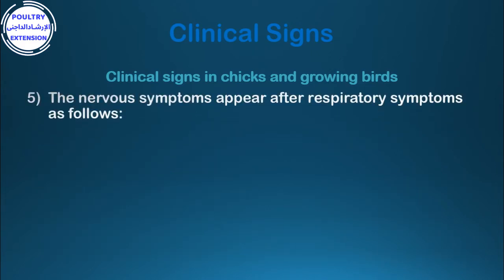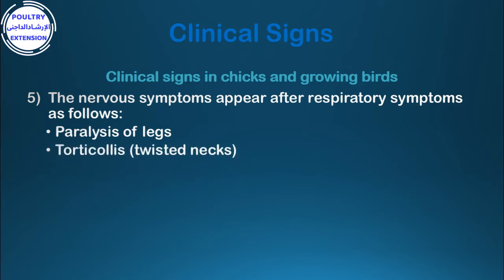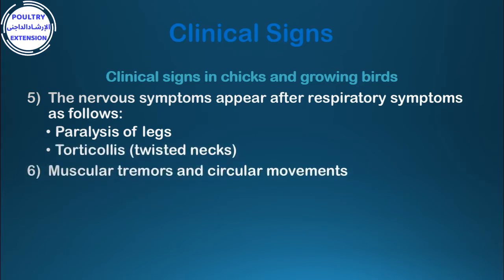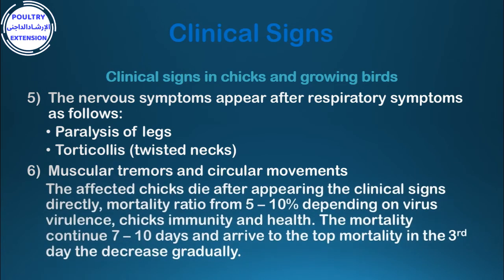5. The nervous symptoms appear after respiratory symptoms as follows: paralysis of legs, torticollis, twisted necks, muscular tremors and circular movements. The affected chicks die directly after the clinical signs appear. Mortality ratio is from 5 to 10%, depending on virus virulence, chicks' immunity, and health. The mortality continues 7 to 10 days and reaches its peak on the third day, then decreases gradually.